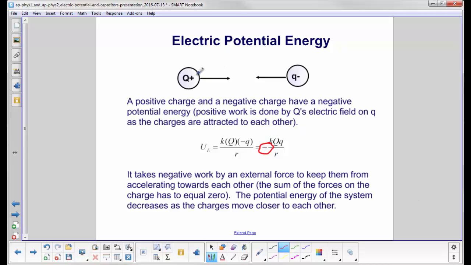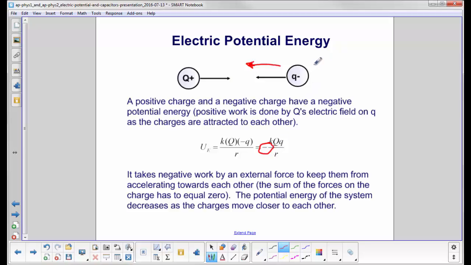Well, let's look at the work being done by the electric field. The electric field force, due to a positive charge here, on a negative charge is going to be in this direction. So that is doing positive work because the charge is moving this way. That means the potential energy decreases as the charges get closer to each other. That's your negative sign here.